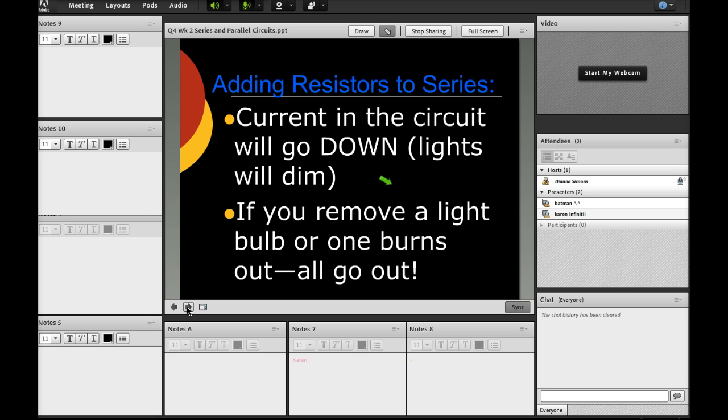Exactly. I know what you're trying to say, and that's exactly correct. Because as it goes through, the total resistance is going to go up, and the resistance just stops the current, right? It makes it so there's not as much current or not as much energy. Good. And again, if you remove a light bulb or one of them goes out, they all go out. So let's think about your Christmas tree lights. Do you guys have any that when one bulb goes out, the whole thing goes out? Yes. So those are wired in series.